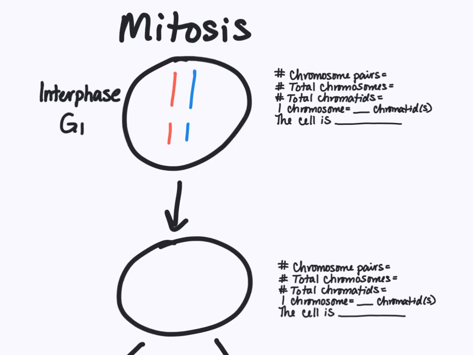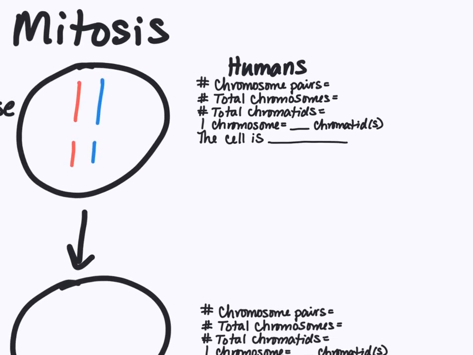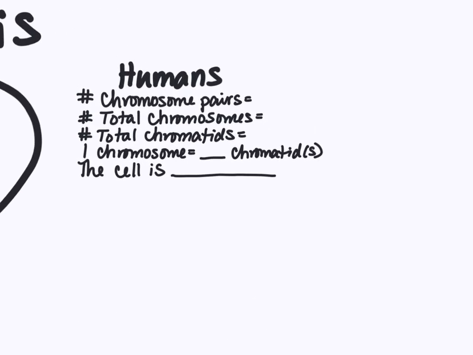Now, in this drawing, I'm only drawing 2 pairs of chromosomes, or 4 total chromosomes, but in humans, we would actually have 23 pairs of chromosomes. So we can go over here and do some accounting. For the number of pairs of chromosomes for a human, we would have 23. This would give us 46 total chromosomes because 23 times 2 equals 46.